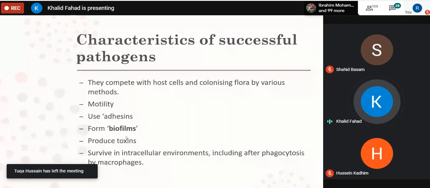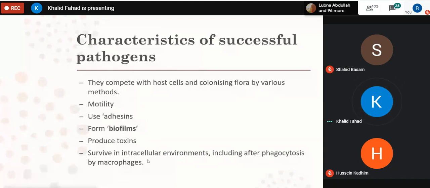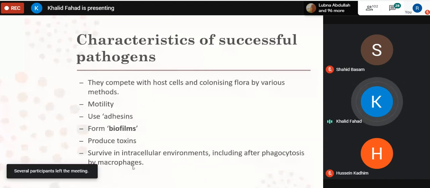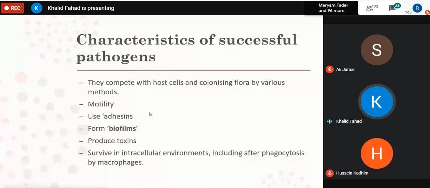And keep in mind that not all pathogens have all these criteria. Many of them will have one or two criteria. For example, Mycobacterium tuberculosis uses survival inside the macrophage, but it definitely will not produce toxins. And Mycobacterium tuberculosis is non-motile.